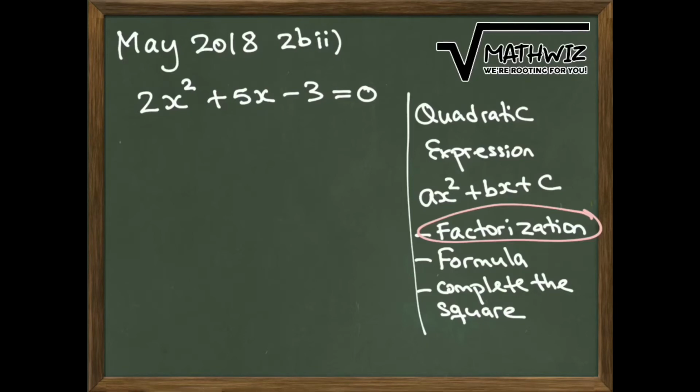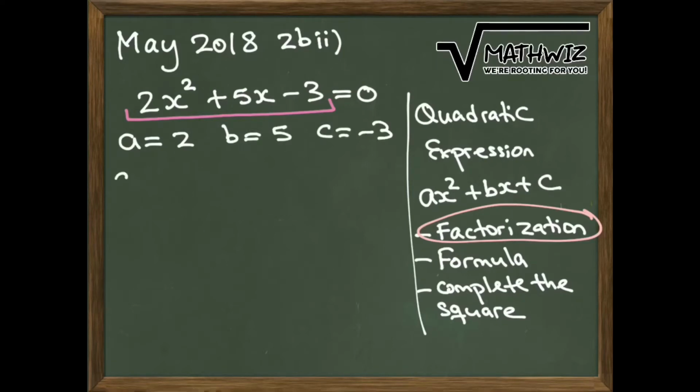So according to the MathWiz method and how I teach you to solve your quadratics, what I'm focusing on for this is factorizing the left-hand side first, right? So the first thing I tell you to do is to identify A, B, and C. So A is 2, B is 5, C is minus 3. Then we find A times C, which is 2 times minus 3, which is minus 6.